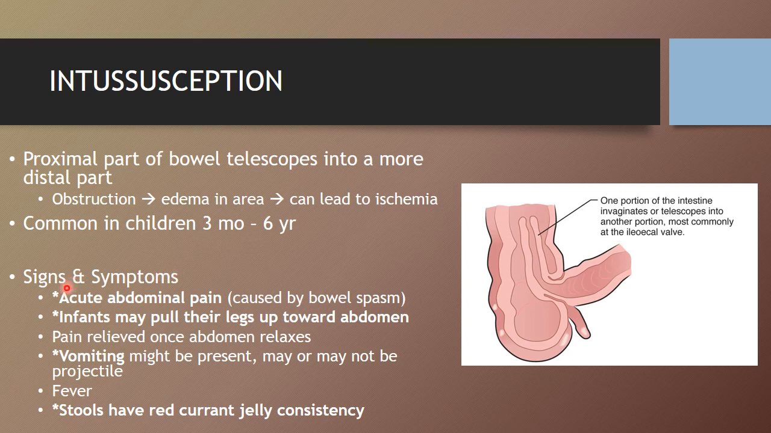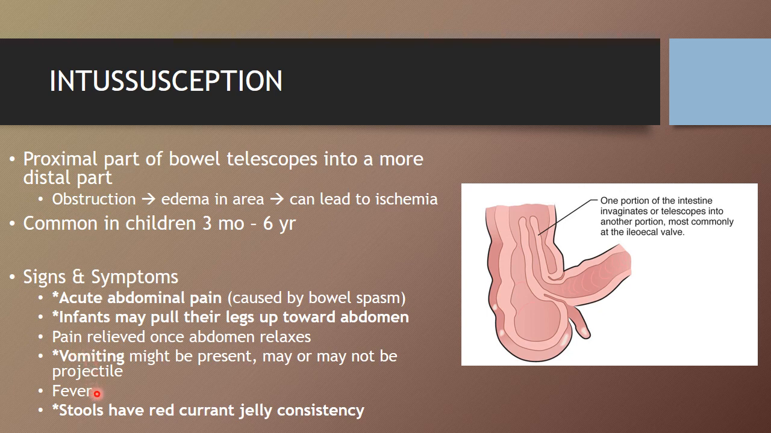Signs and symptoms, I have stars by the most important ones. These are classic signs of an intussusception. Acute abdominal pain, because the bowel is spasming, you're going to have acute abdominal pain. Infants may start to pull their legs up toward the abdomen. Older kids may too, but it'll be even more common in infants that you'll see this. Pain relief once the abdomen relaxes. And then you may see vomiting, or vomiting will be present. It could be regular or it could be projectile, so it doesn't matter. It could be either or.